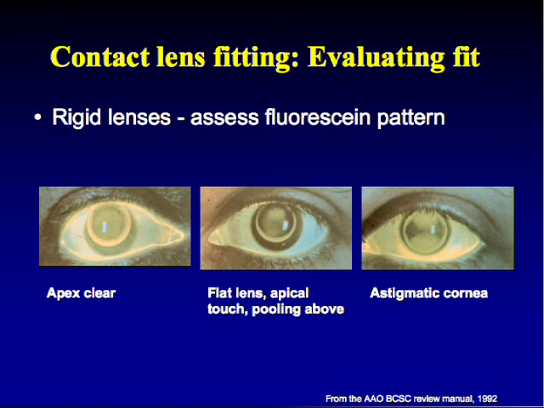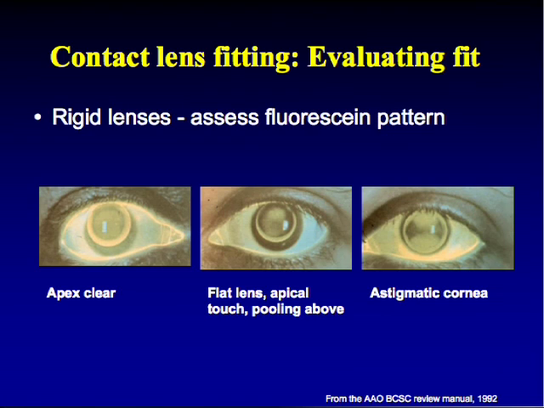Then how do you look at it and evaluate the fit? Well, the basic thing you want to look for is that you can put fluorescein in the eye with hard lenses, and you want to see that the tears are filling in that little bit of gap. Here, the lens is too flat, and so you can see apical touch with pooling above. That's going to be an uncomfortable lens because the eye is starving for oxygen right there.